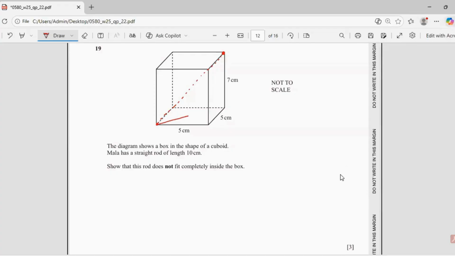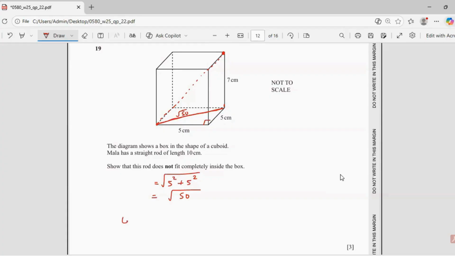find the face diagonal at the bottom. This is 90 degrees, so this is 5 squared plus 5 squared, root, which is root 50. So this length is root 50. Now let's consider this triangle with root 50, 7, and the body diagonal. The body diagonal for this triangle is the hypotenuse.